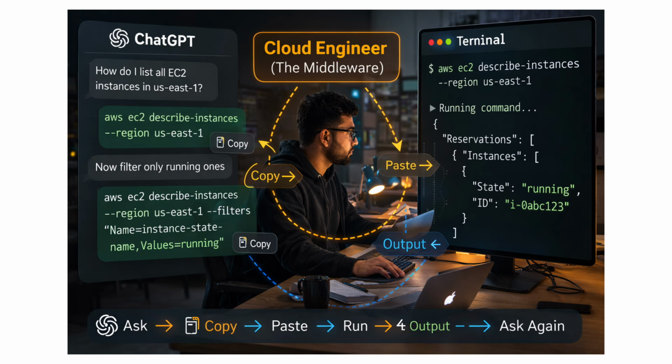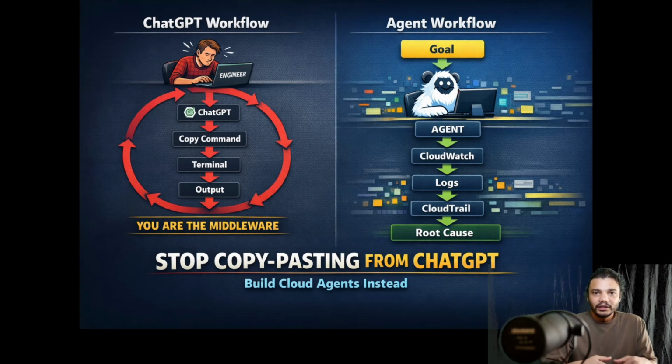You are the middleware here. You are the thing sitting between AI and your infrastructure, manually shuttling commands and output back and forth. The AI gives you a command, you run it, you bring the output back, you ask the next question. You're doing the integration work. Now let me show you what it looks like when you stop being the middleware.